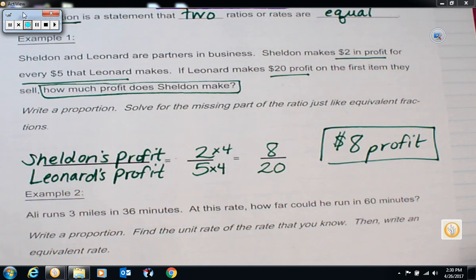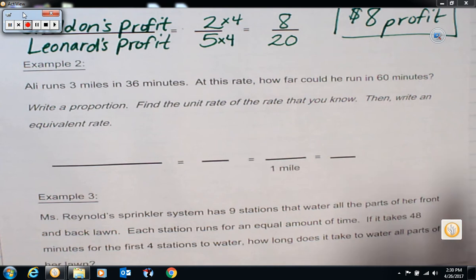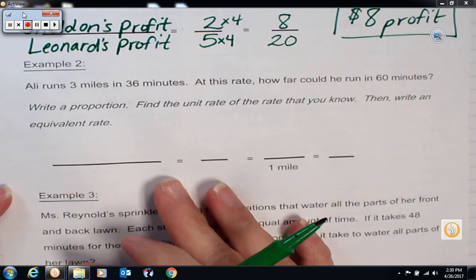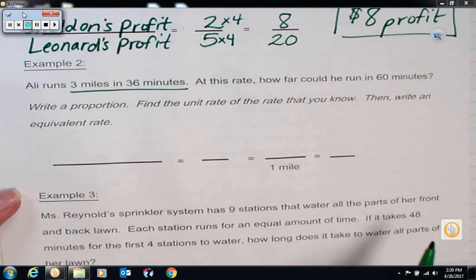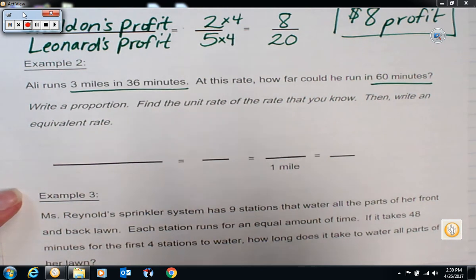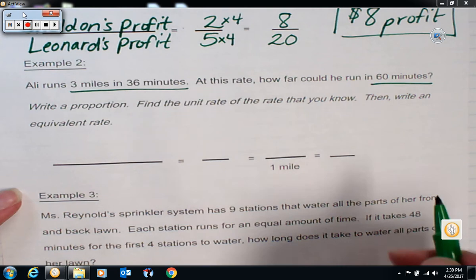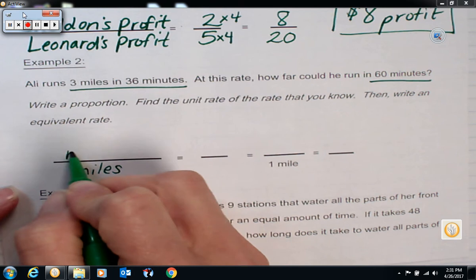And that's a proportion because a proportion is a statement that shows two rates are equivalent. So let's look at example 2 because example 2 has numbers that don't work out so well. So Allie runs 3 miles in 36 minutes. That's the first rate that's given to me. At this rate, how far could he run in 60 minutes? So we're going to write a proportion. We're going to put miles this time on the bottom and minutes on top.